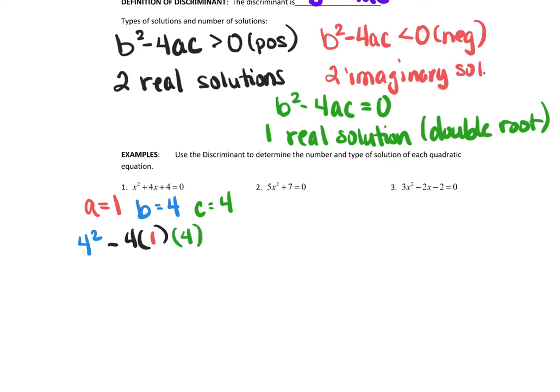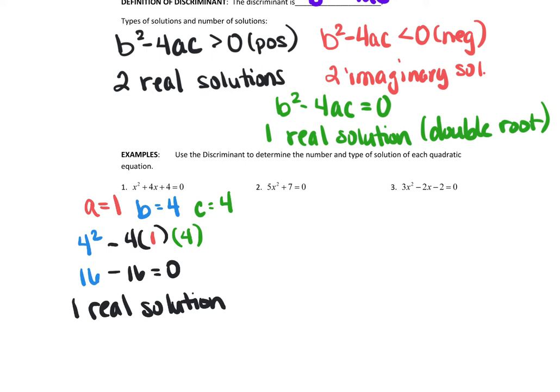which is 4. So when I calculate this, I get 4 squared is 16 minus 4 times 4 is also 16. So you get 16 minus 16, which equals 0. Because your answer is 0 here, you will get one real solution when you actually calculate this. So you get one real solution.